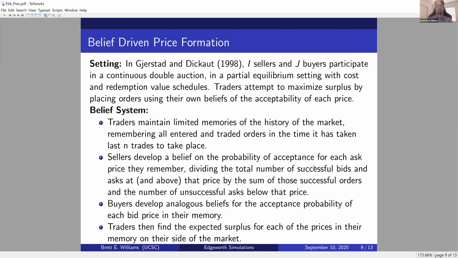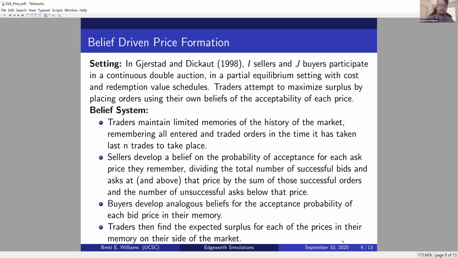Then, moving on to the second level of intelligence that I'm trying to incorporate, this is the belief system that Gjerstad and Dickhaut incorporated in 1998, where they have another partial equilibrium setting, also with cost and redemption value schedules, and traders attempt to maximize their surplus, placing orders using beliefs on the acceptability of each price.